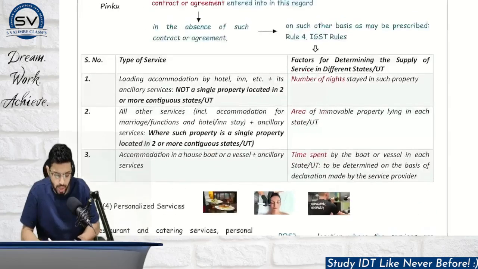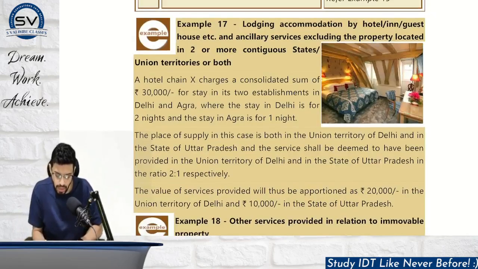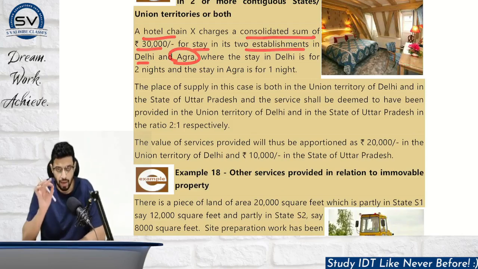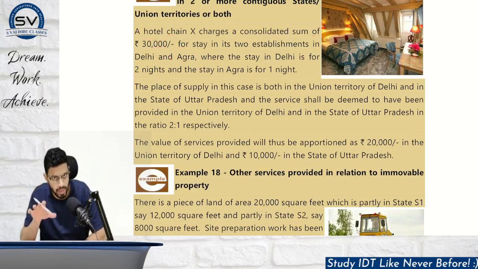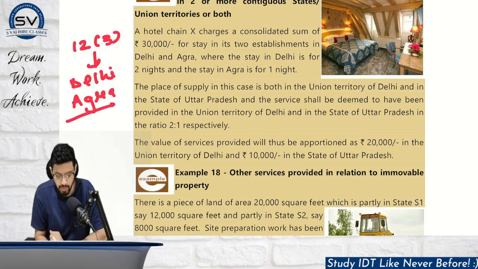Okay, for this you can cover 3 examples. I will help you cover those. Let's see. A hotel chain X charges a consolidated sum of 30,000 for stay in 2 establishments in Delhi and Agra. Now please pay attention, this is an immovable property case, so we are going to apply section number 12 subsection 3, and 2 states are involved, Delhi and Agra. Now as per rule, we first of all have to see the contract arrangement, but because that is absent, we have to apply rule number 4.